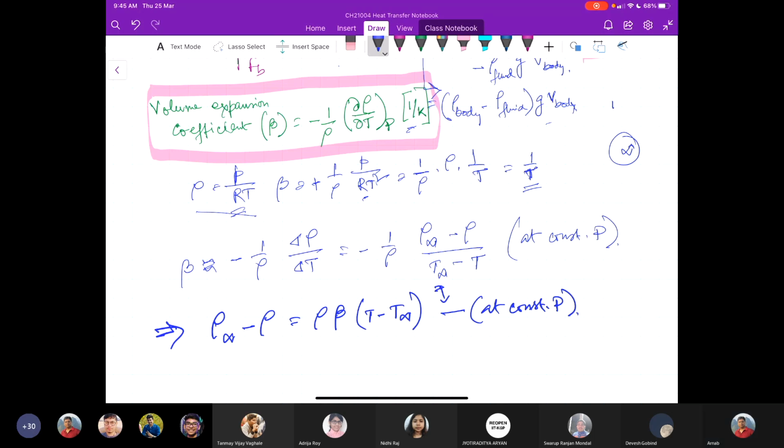So what would happen if the value of beta is large for a fluid? What does that mean? From the expression, what do you expect? If the beta is large, what will happen? Or what does this mean for a fluid?